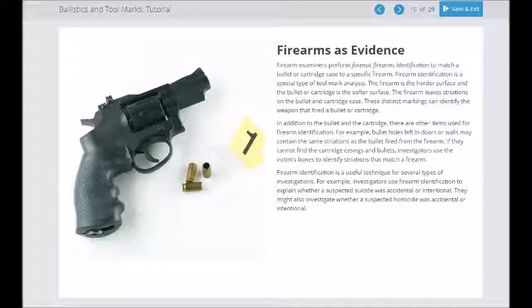Of course, one of the most important pieces of evidence that we can collect at a crime scene, if it involves a firearm, are things like the bullet casing, the weapon itself. Each one of these can give an investigator a very unique connection, a link.